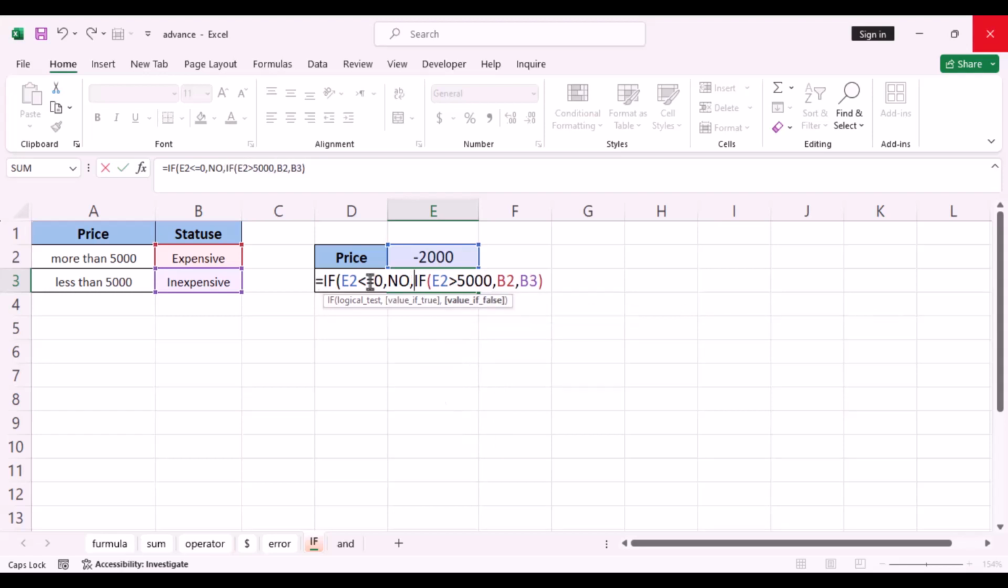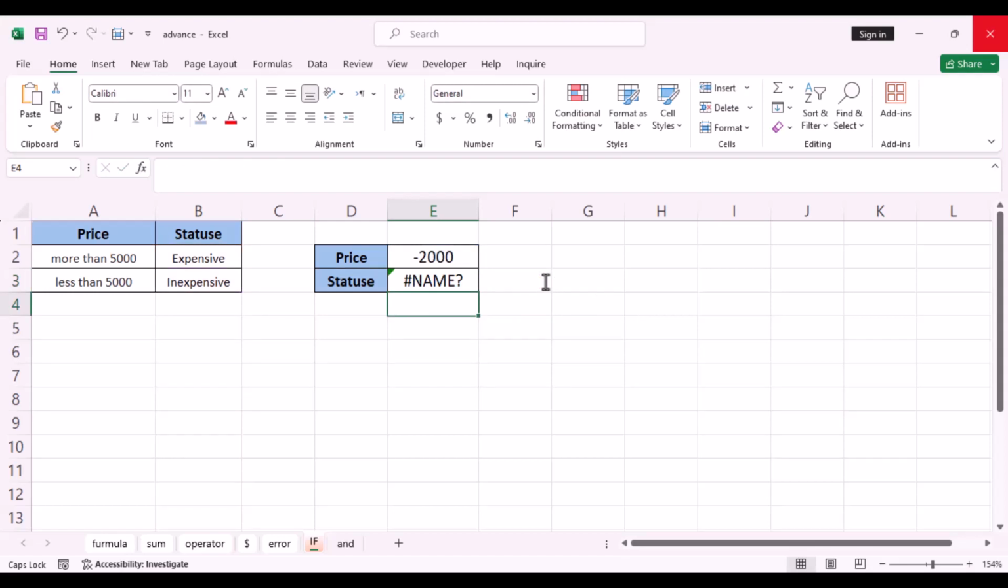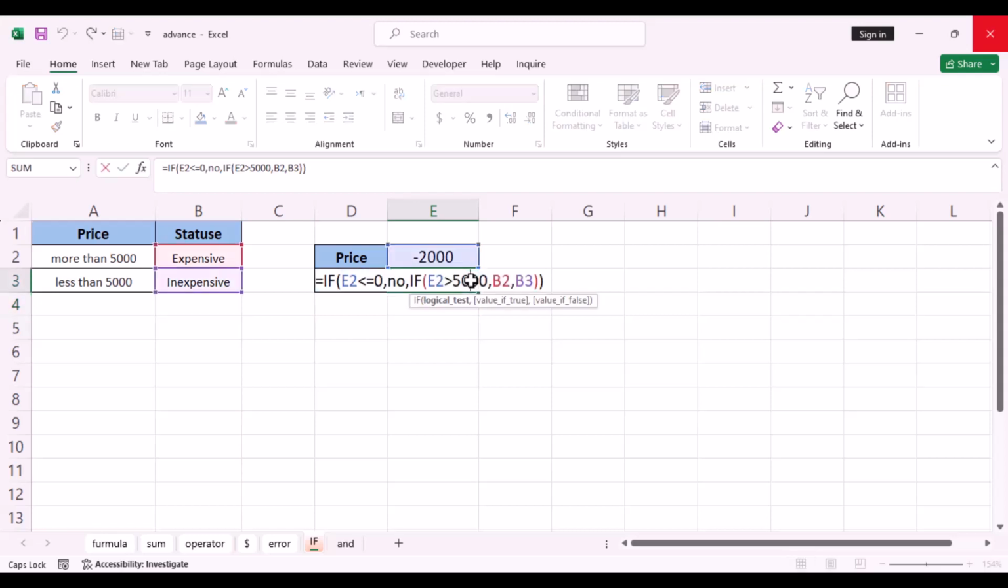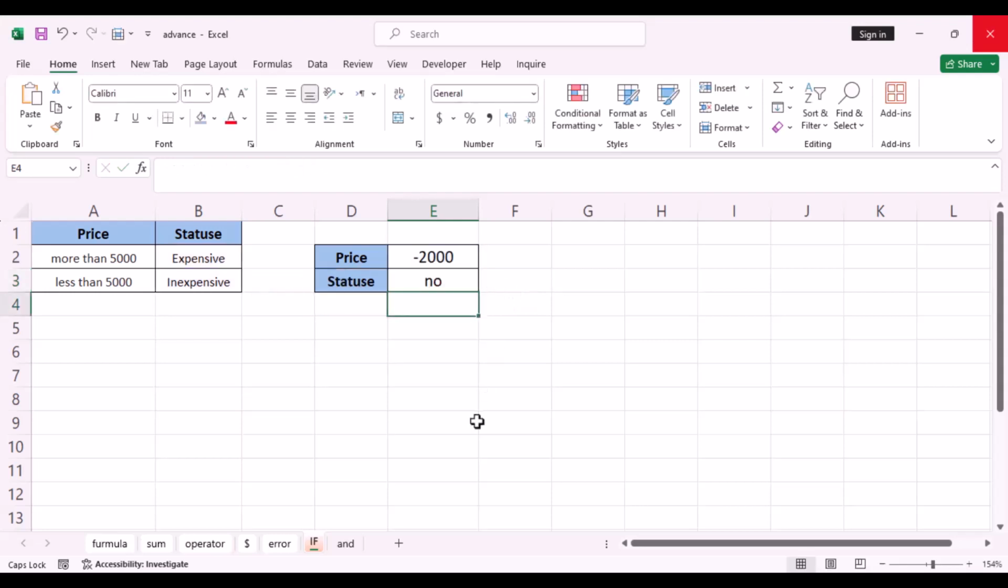But now you see that it shows a name error. Guys, pay attention. Excel recognizes numbers and signs, but it doesn't recognize any name. So to solve this problem and to enter any text in the formula, we must put double quotation marks before and after that text. And now you will see that the condition is fully implemented.